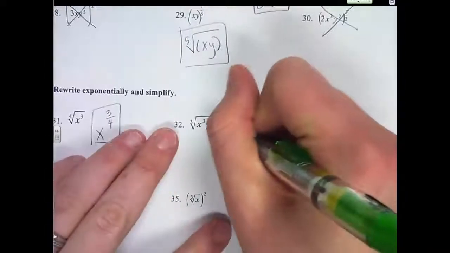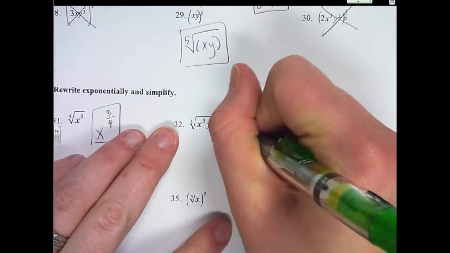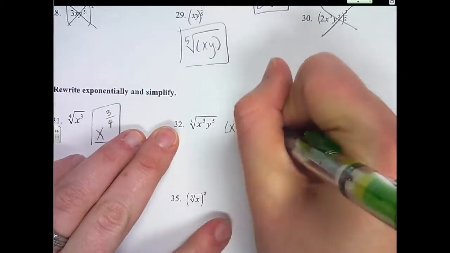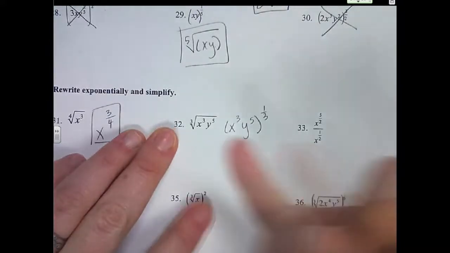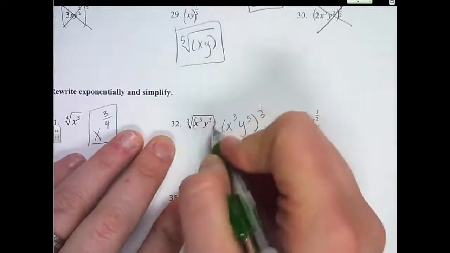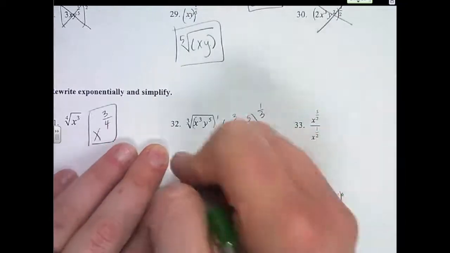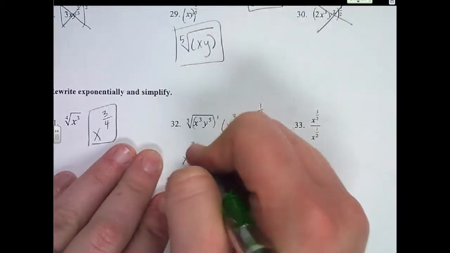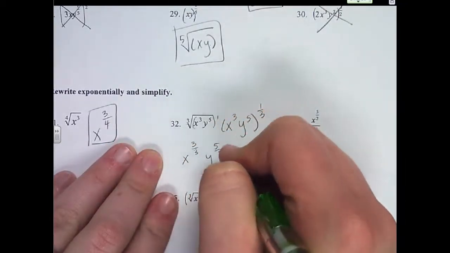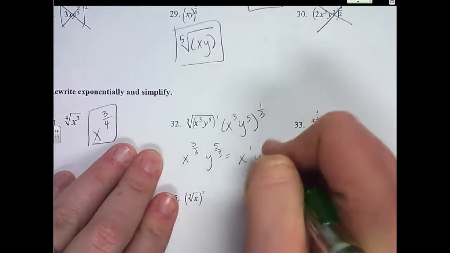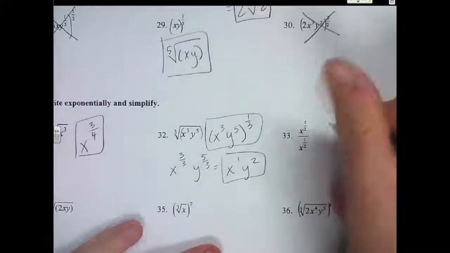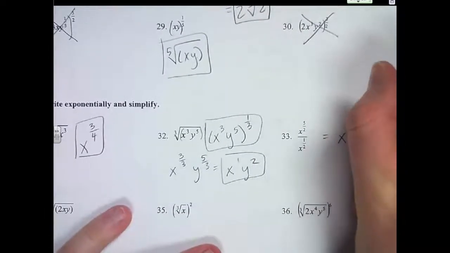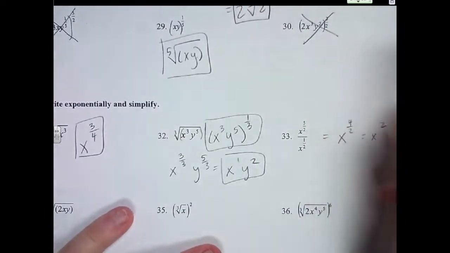32. I would take that. So I took the whole thing and I just raised it to the 1/3. And I would also take each one individually. So x1, y2. I would take either of these. 33 we subtract. So it's going to be x4 over 2, which is going to be x squared.